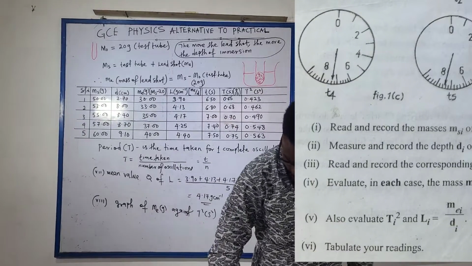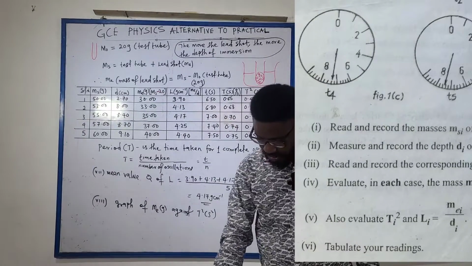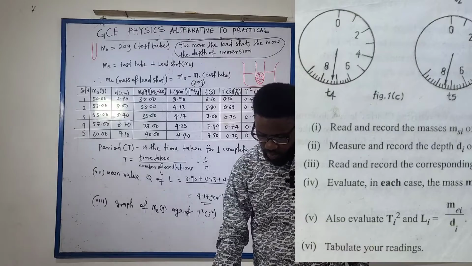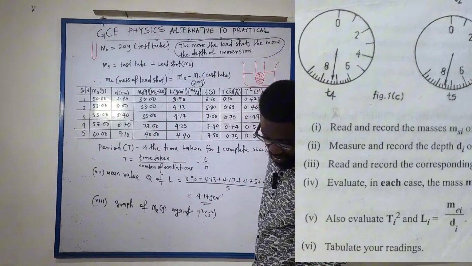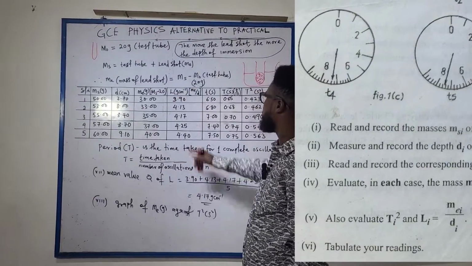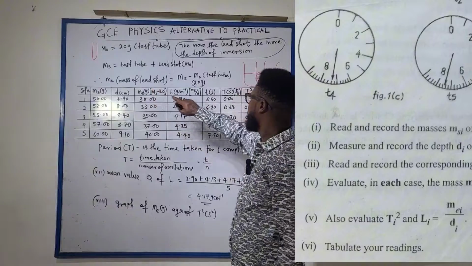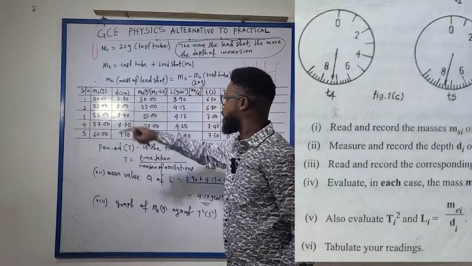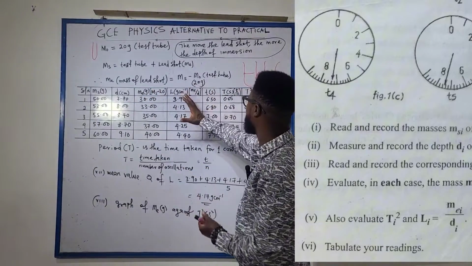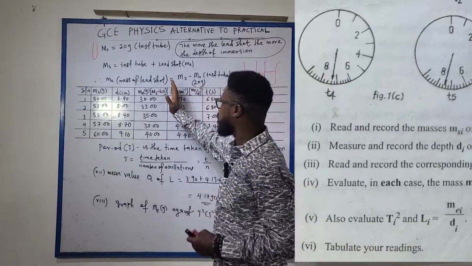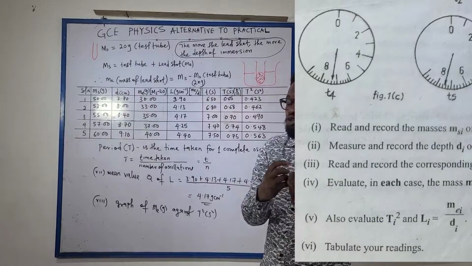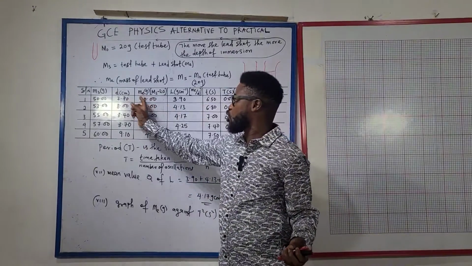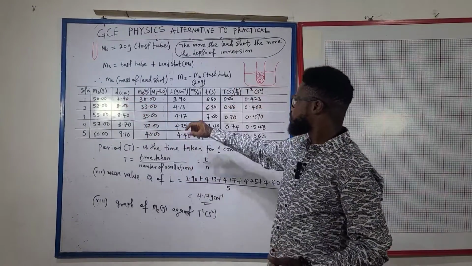Lastly, on the sixth reading, we were told to evaluate the quantity L. L is given as ME over D. That's the mass of the lead shot divided by the depth of immersion. So which means that's why I am not putting this here. I am putting it closer to D and to the mass of the lead shot so that you can really be able to compute that.